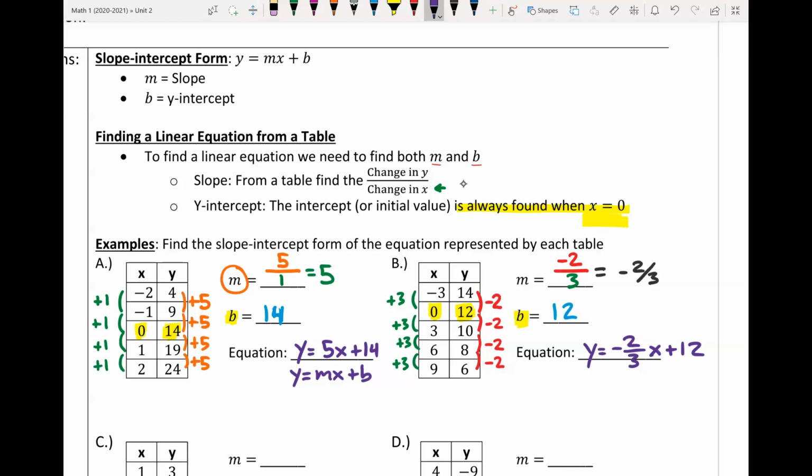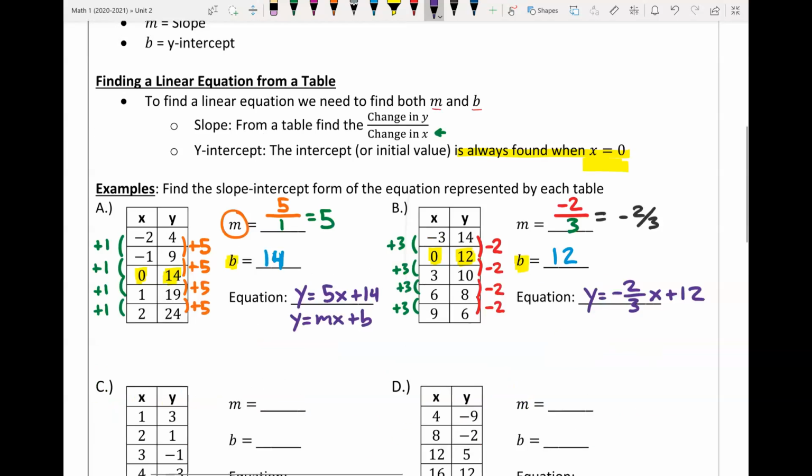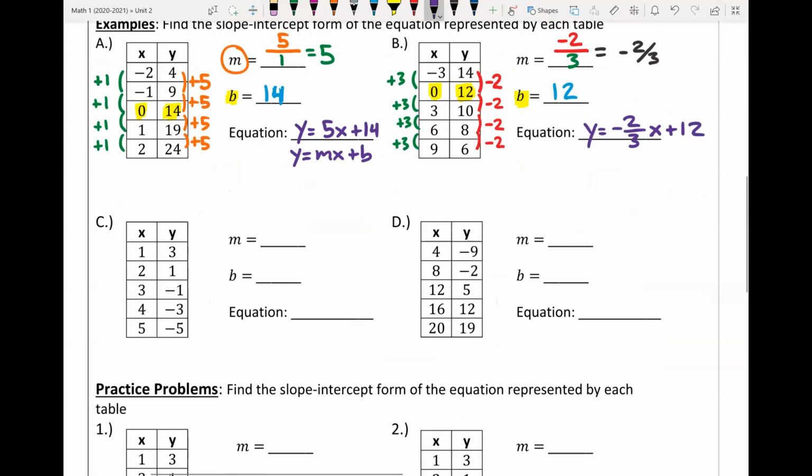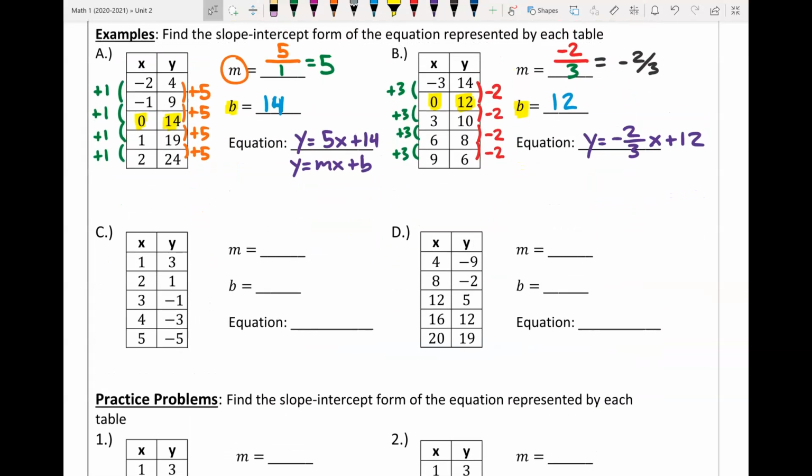Alright, let's go ahead and look at those next two problems. There we go. It's moving. So I'm going to go ahead and leave those there. We're going to go ahead and work out these next two problems.